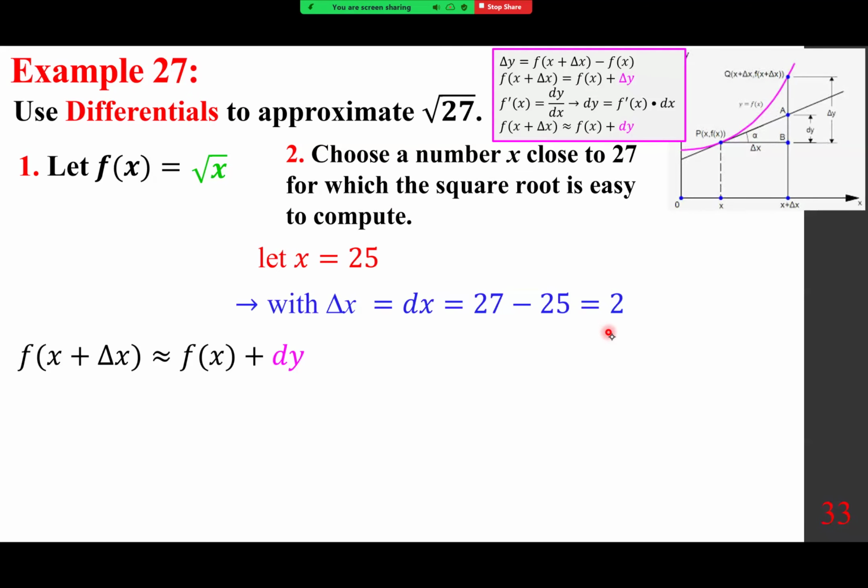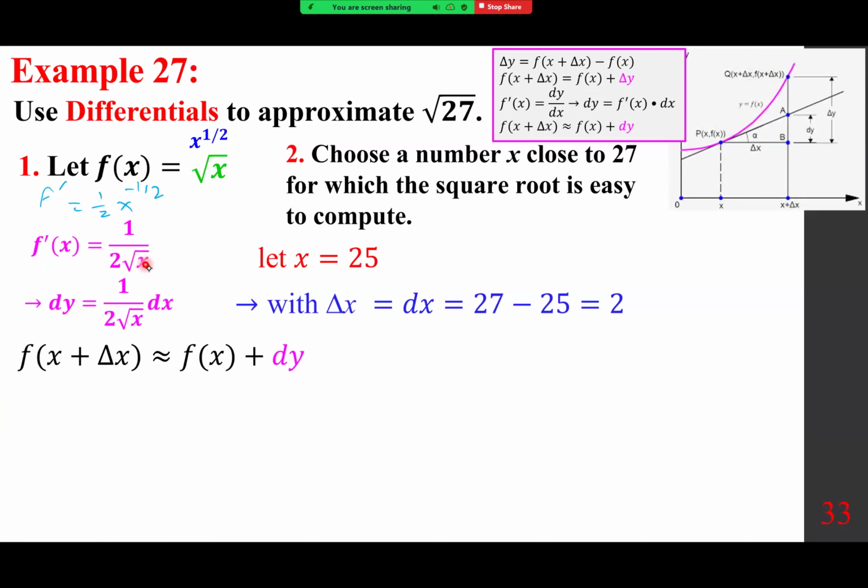And so what is f of x? We know it. What is dy? We don't know it. We have to find out. So first, we are going to differentiate this by rewriting it as x to the power 1/2. Its derivative is (1/2) x to the power of 1/2 minus 1, which makes it -1/2, or 1 over 2 square root of x. So what is dy? dy is the same thing times dx.